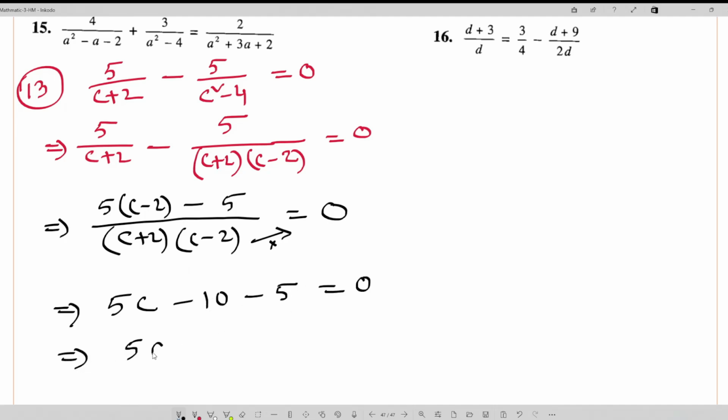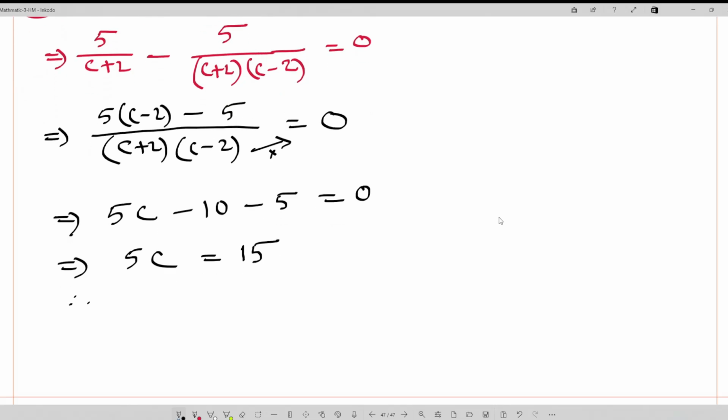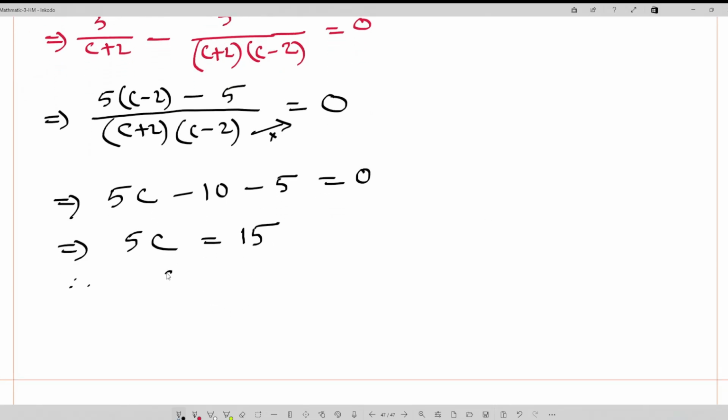So 5c equals, here is minus 10 minus 5, it will become minus 15. So once we move it across it will become plus 15. So once we divide both sides by 5, the result is c equals 3. Okay, our answer is 3.